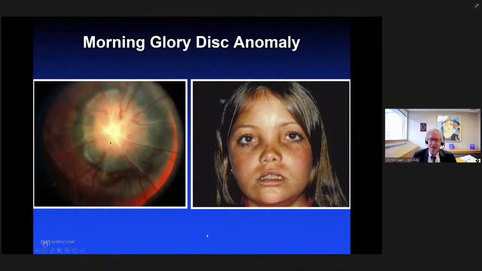So this is a mystery to me, this condition. We'll go from the tiny optic disc to the optic disc that ate New York. And this is the Morning Glory optic disc. And first of all, it's huge. It's about 4 to 6 times the normal optic disc area.